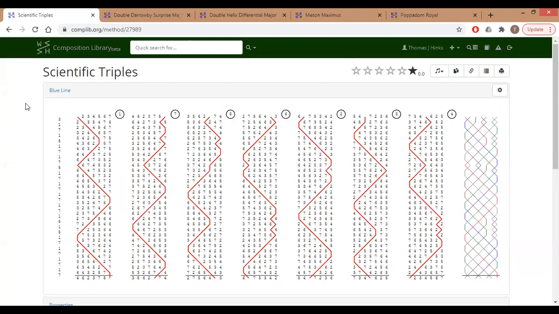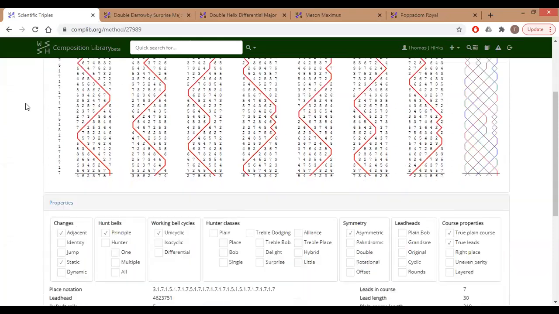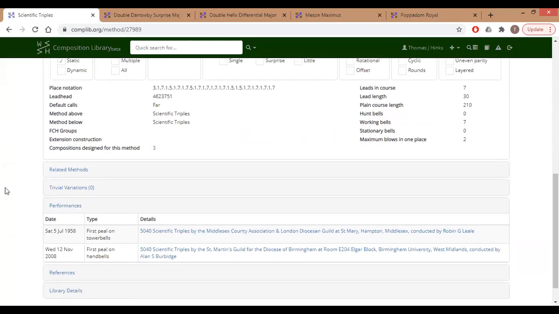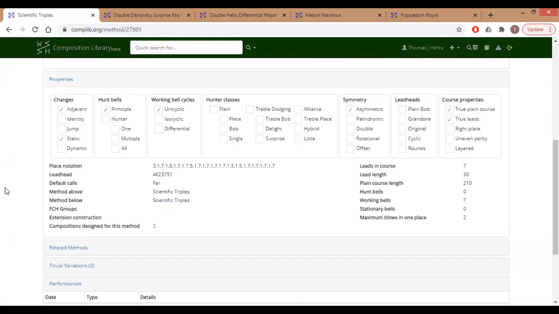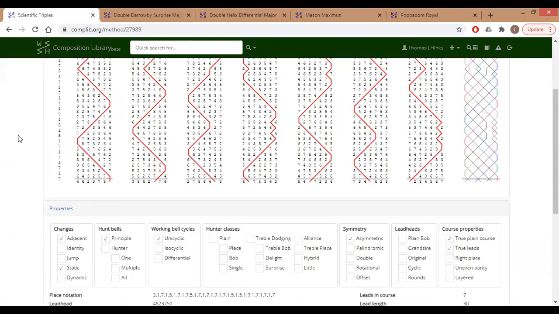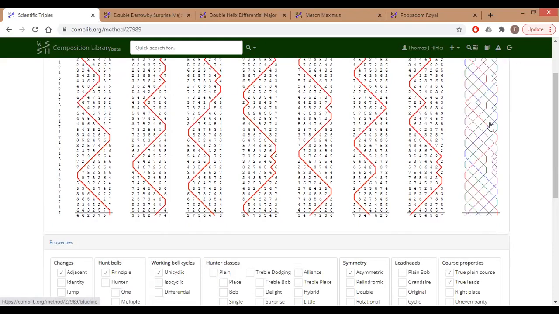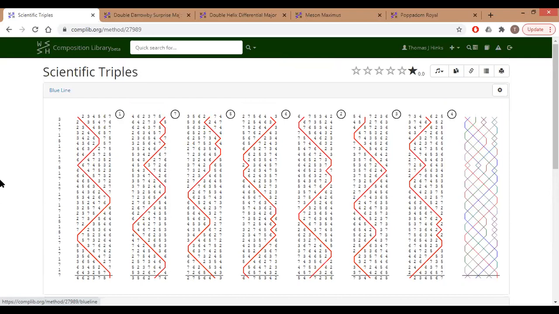It's not just for compositions, it's got method details as well, and all sorts of really good and interesting search features. So this is a method called scientific triples, which was first rung in, according to this, 1958, and is known to be very, very difficult. One of the things that makes it very difficult, apart from the fact that there's very little obvious structure to it, so it's just a case of learning the line and sticking to it, is that there are several different types of call that put you into funny places on the line and require you to do different things depending on where on the line you are.